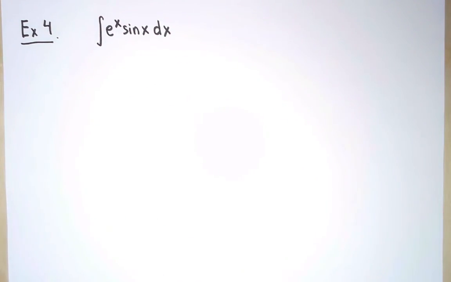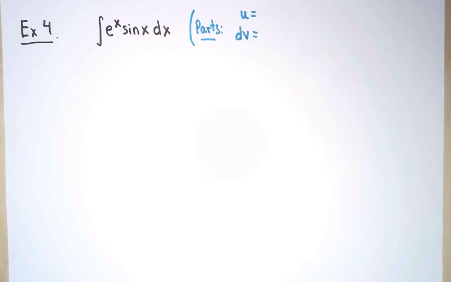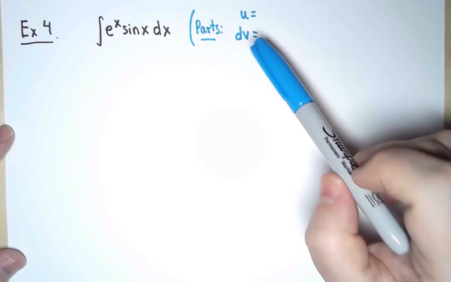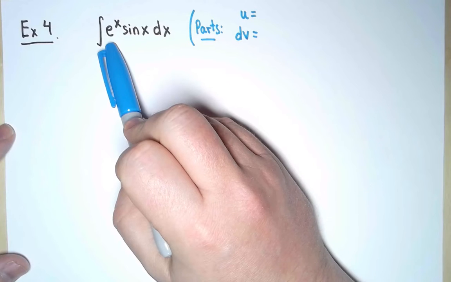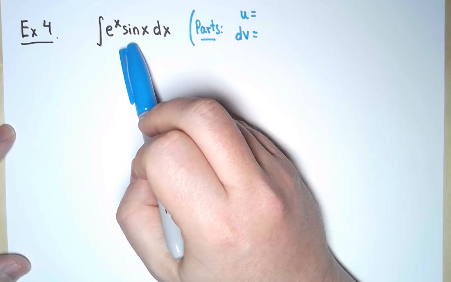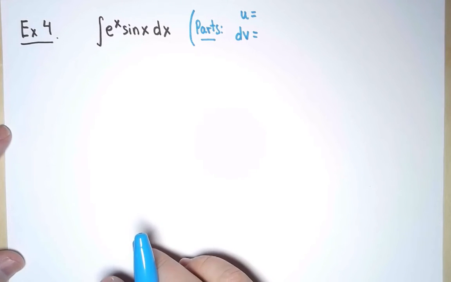This is a product, so perhaps I can try to use integration by parts. And right off the bat, there is something suspicious. I'm trying to decide what I take as u, what I take as dv. Both the derivative and the antiderivative of e to the x are itself. And for sine, both the derivative and the antiderivative are plus or minus cosine. So whatever I choose, the transformed integral is not going to be any easier. So perhaps integration by parts is not a good idea and won't help. Well, I don't know what else to try, so I'm going to try it anyway.